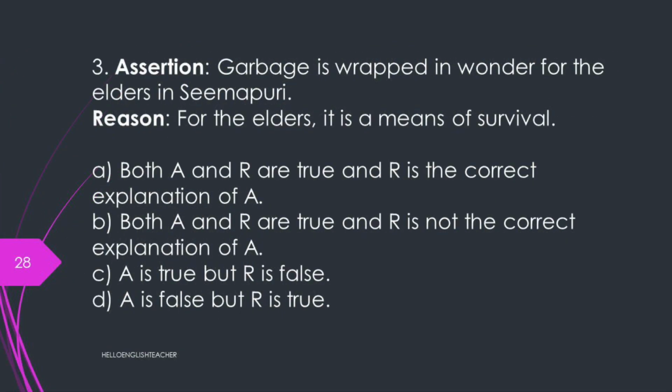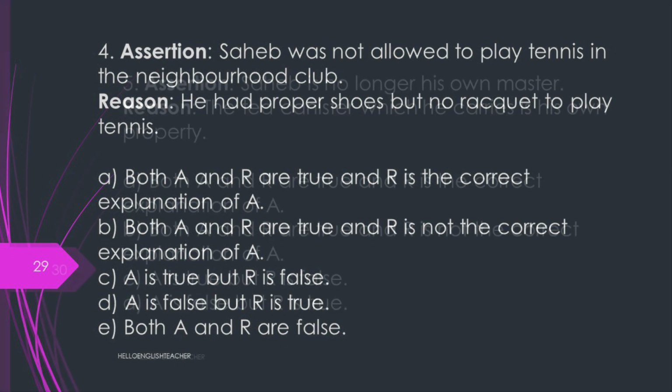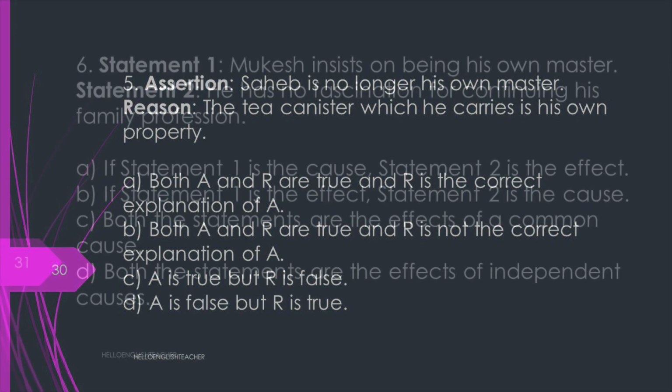So, assertion: garbage is wrapped in wonder for the elders in Seemapuri. Reason: for the elders it's a means of survival. So the answer here is D. A is false but R is true. Next question, assertion: Sahib was not allowed to play tennis in the neighborhood club. Reason: he had proper shoes but no racket to play tennis. So here the answer is E. Both A and R are false. So next question, assertion: Sahib is no longer his own master. Reason: the tea canister which he carries is his own property. So the answer here is C. A is true but R is false.